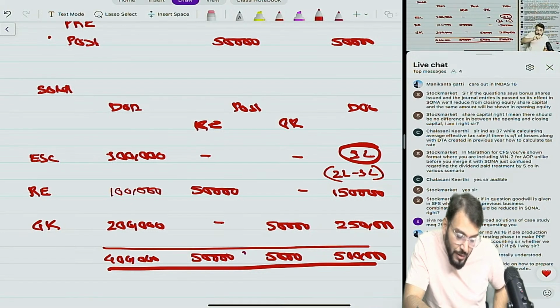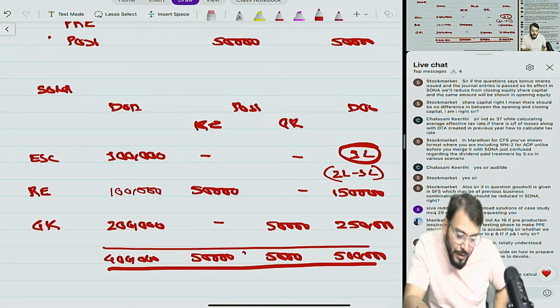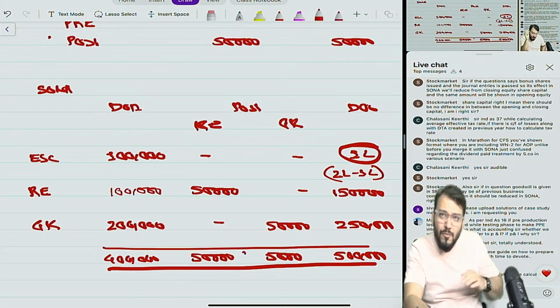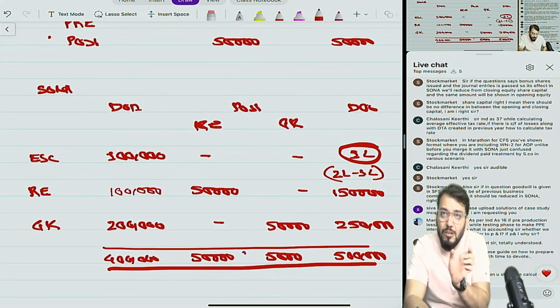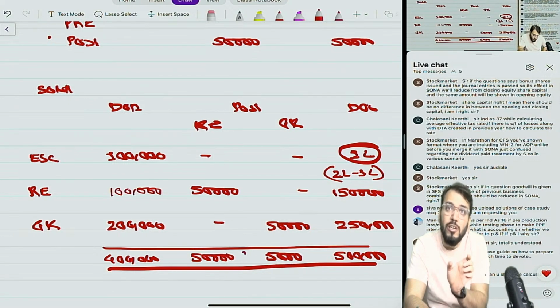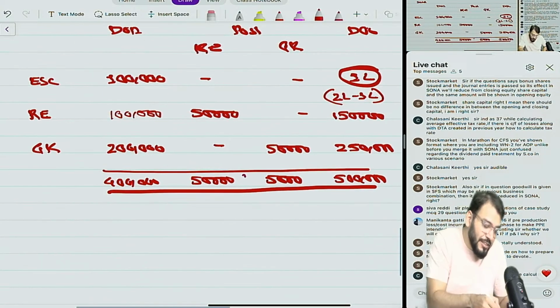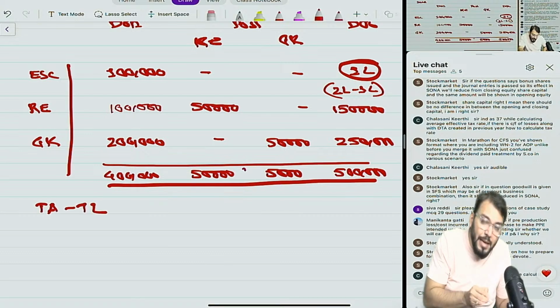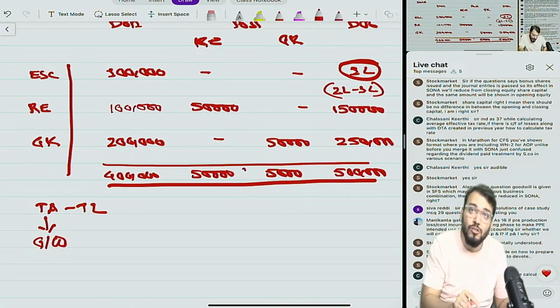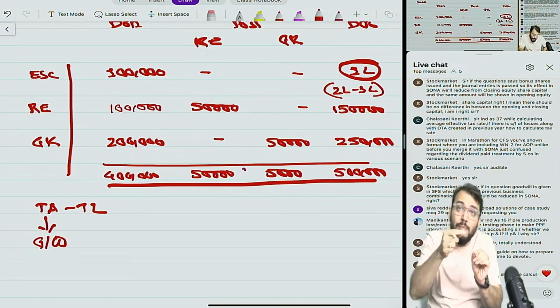Stock market, one second. Also, sir, if in a question goodwill is given in the SFS, which may be from a previous business combination, then it should be reduced in SONA, right? Of course, 100%. From my point of view, SONA means when you calculate INA, INA means excluding goodwill. So this is nothing but total asset minus total liability. Total assets now include goodwill, so this is not INA. So to calculate INA, we should minus that goodwill.